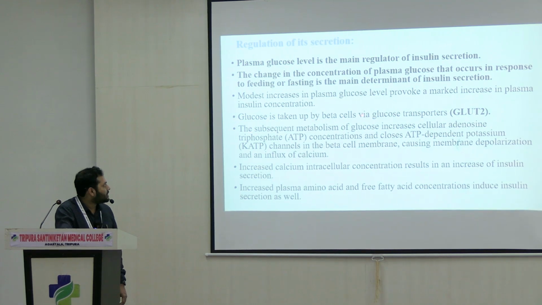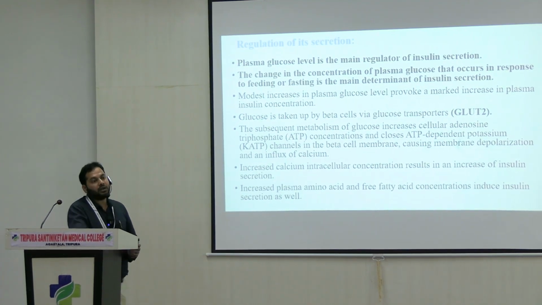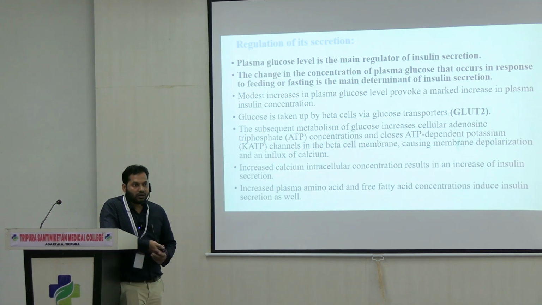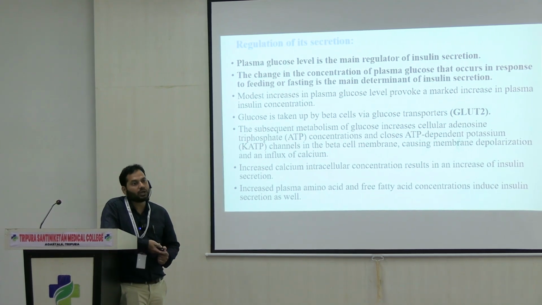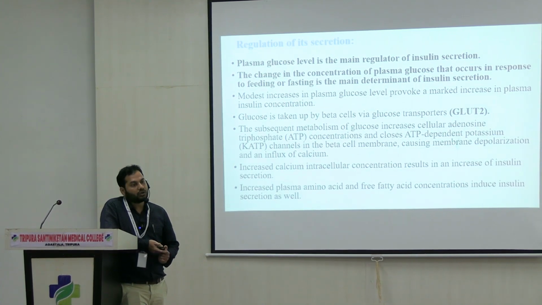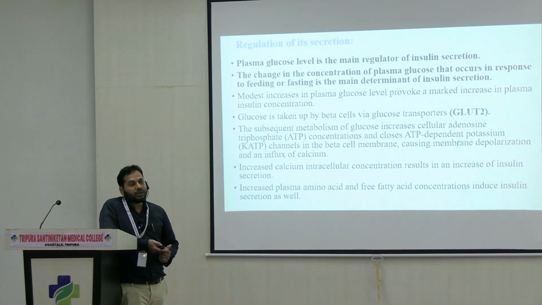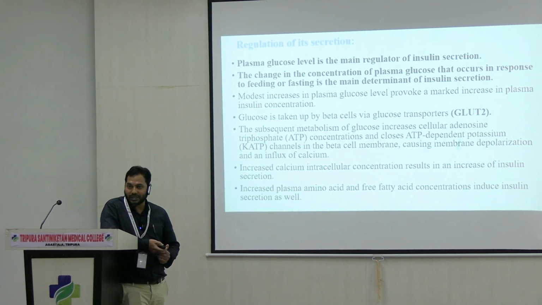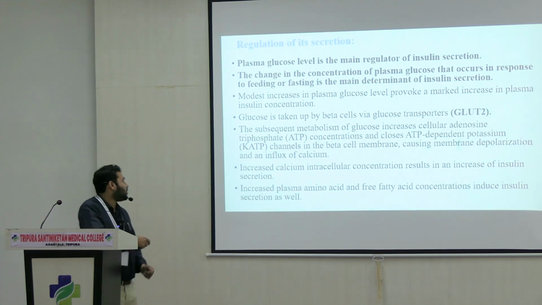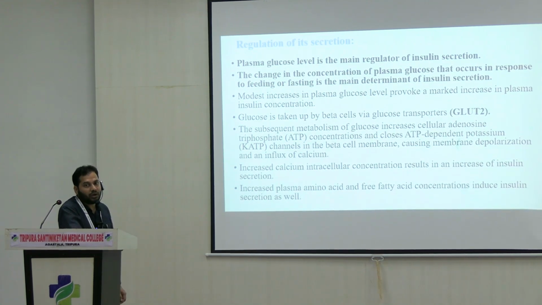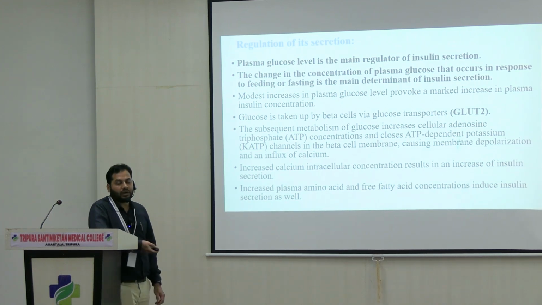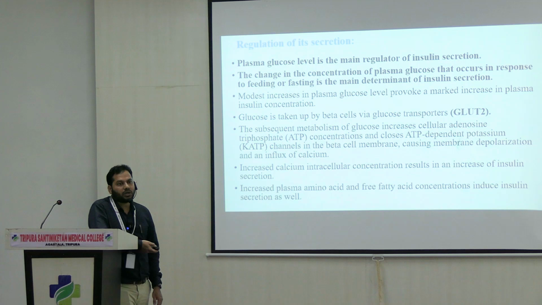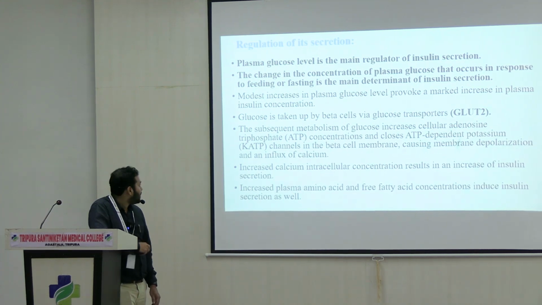Glucose is taken up by beta cells via glucose transporters. Yes, there are certain types of transporter molecules present in the cell membranes, and those transporter molecules allow the glucose molecules in. Here, during the regulation of insulin secretion, the most important type of transporter is the GLUT2 transporter, right? So what is the role of the GLUT2 transporter here? It allows the influx of glucose into the cell.